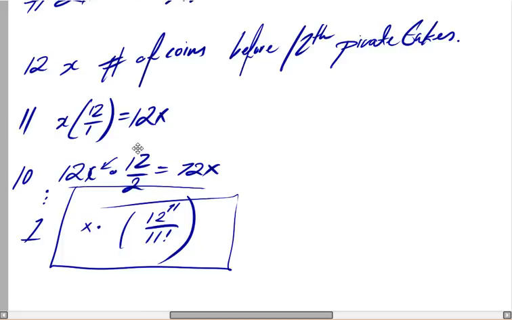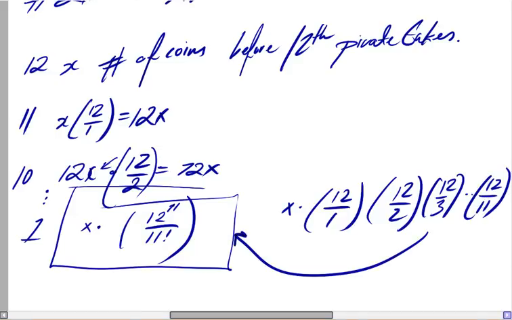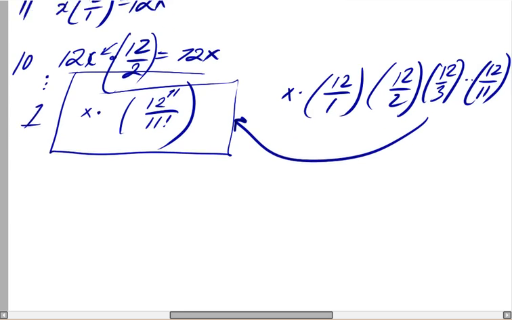And this is just applying this process. To show where that comes from, you just take x, multiply it by 12 over 1, multiply by 12 over 2, 12 over 3, as discussed in the earlier process, all the way to 12 over 11, and just making some notational simplifications, you would have that.